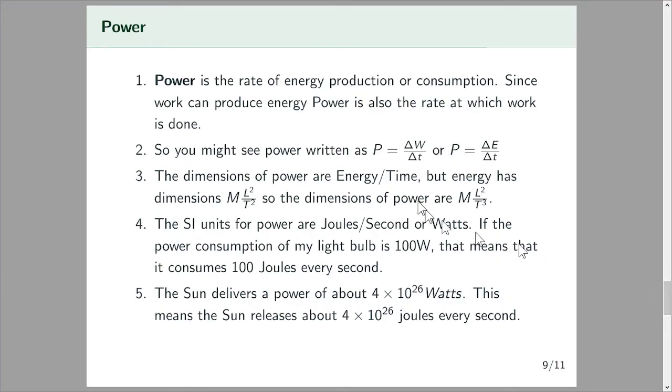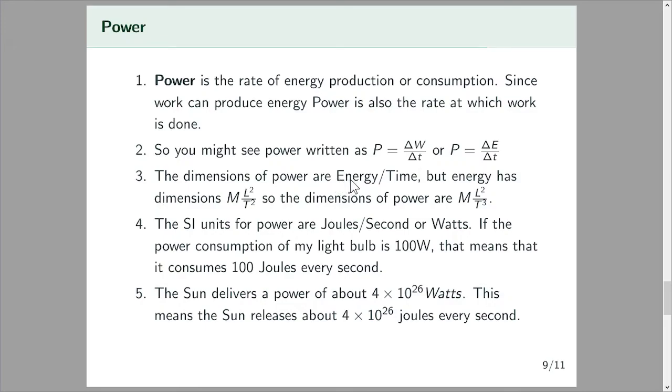So you might see power written this way. P is equal to change in work over change in time. It's kind of like a car's power is sort of written this way often. Or power is equal to change in energy with respect to time, right? The rate at which energy is produced or consumed.